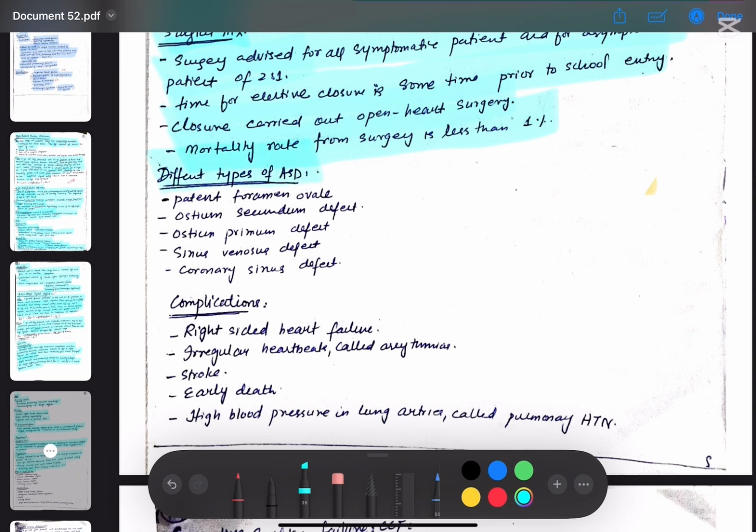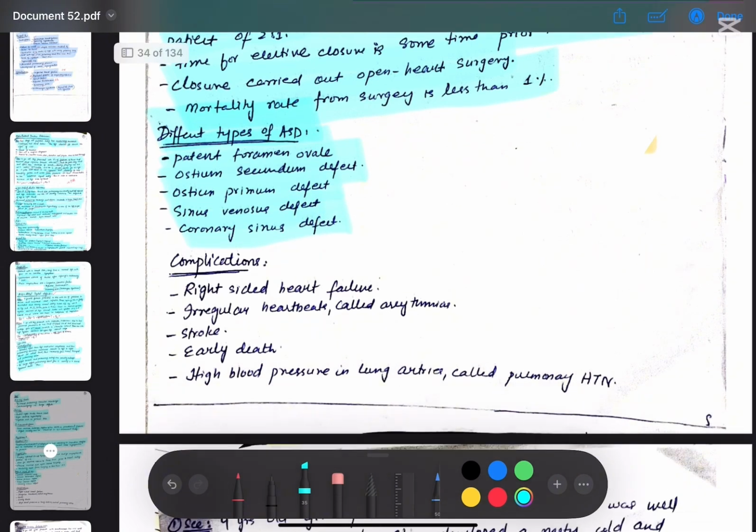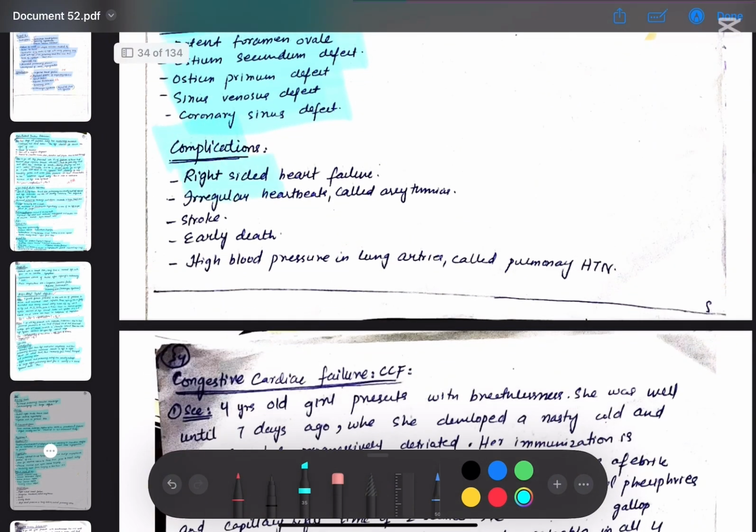Different types of ASD are patent foramen ovale, ostium secundum defect, ostium primum defect, sinus venosus defect, and coronary sinus defect. The complications are right-sided heart failure, irregular heartbeats called arrhythmia, stroke, early death, and high blood pressure in the lung arteries called pulmonary hypertension.